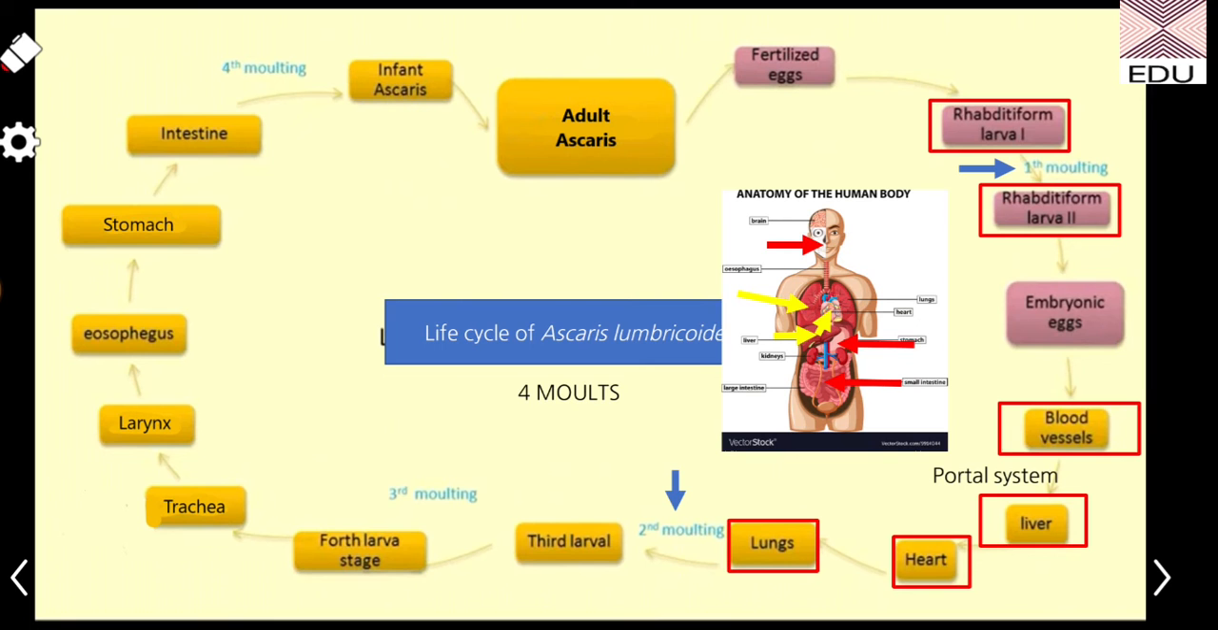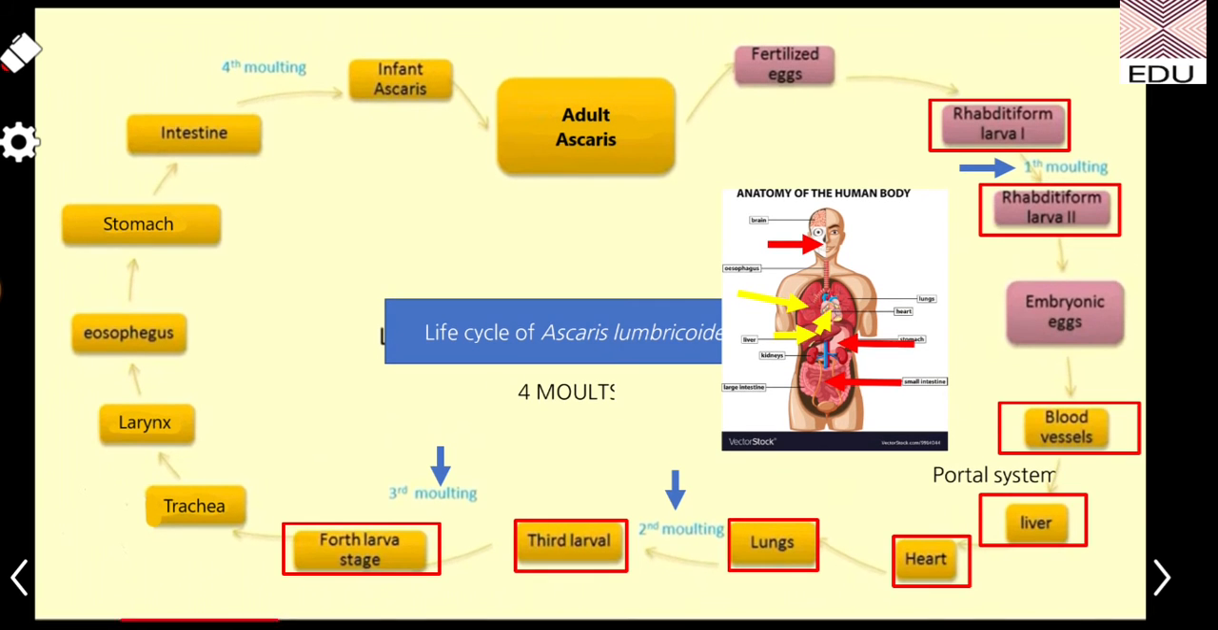Now, student, after the second molting, we have our third larval stage formed. Now these third larval stages are not given any particular name, but these are the third stages of the larvae, and they are present in the lungs. Now these third larval stages further go for the third molting, and after this third molt, we have got the fourth larval stage.